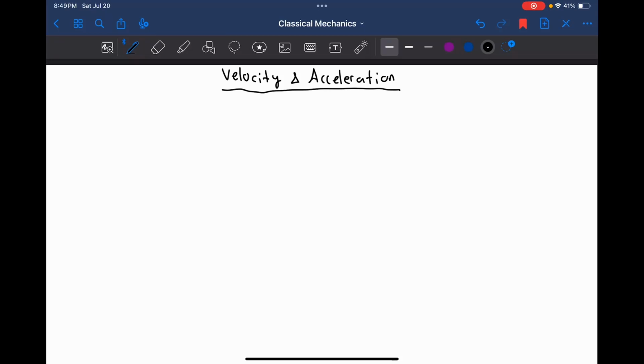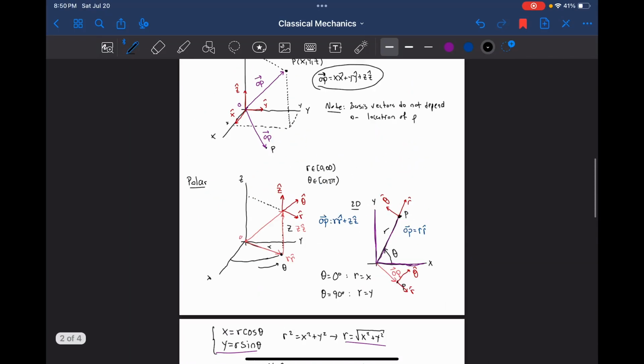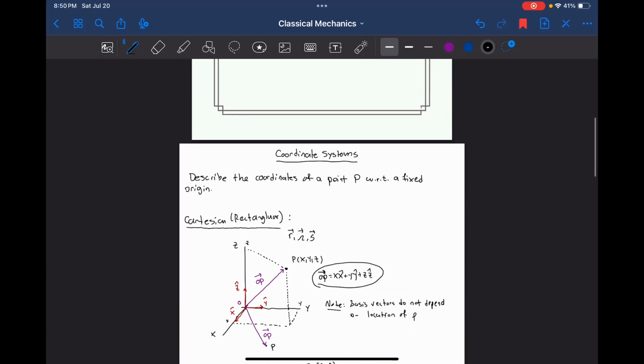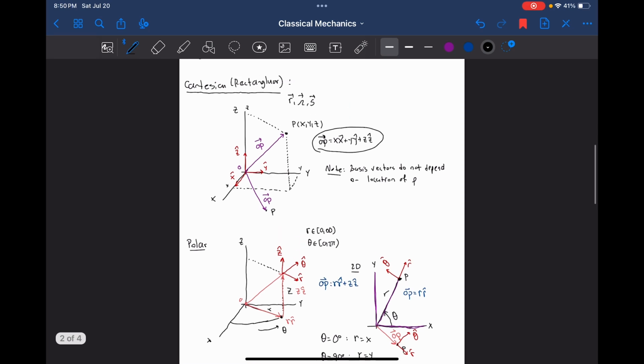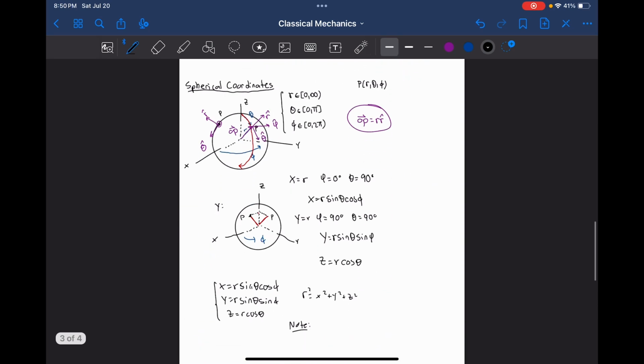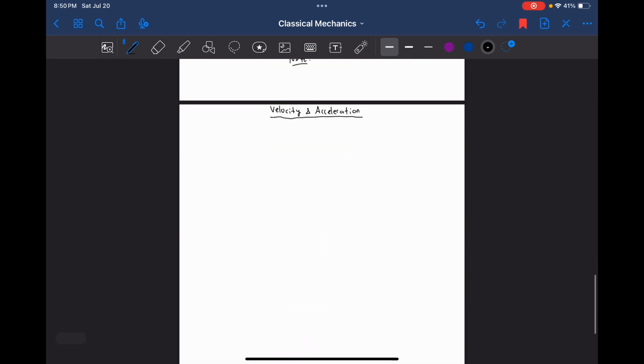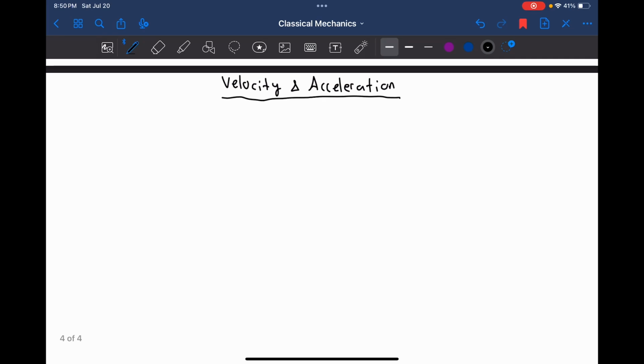All right, welcome to the next video in this series on classical mechanics. In the last video, we essentially described the location of a particle, a point P, with respect to some fixed origin in three different coordinate systems: Cartesian, cylindrical, and spherical coordinates. And in this video, we're going to talk about the velocity and acceleration of this point in two of those coordinate systems, Cartesian and cylindrical. And in the next video, we'll tackle spherical on its own. It is a beast and requires its own video.